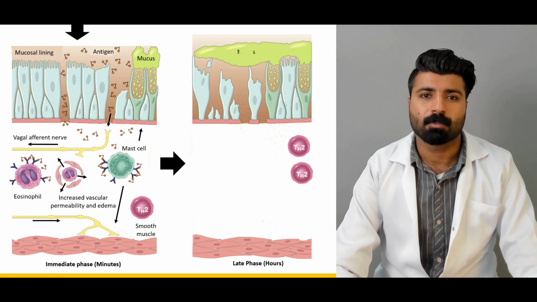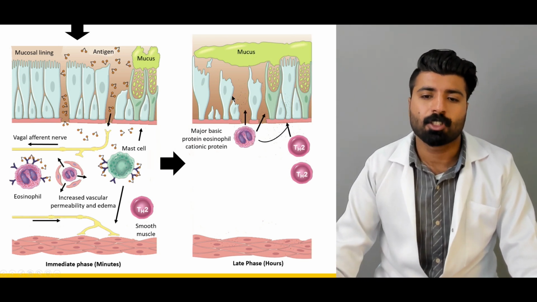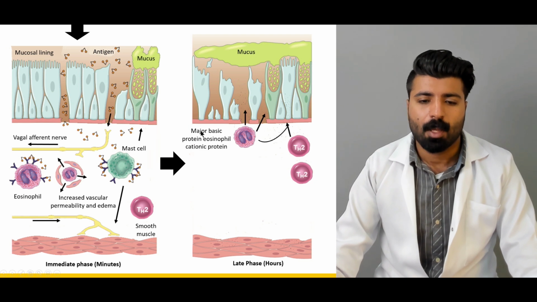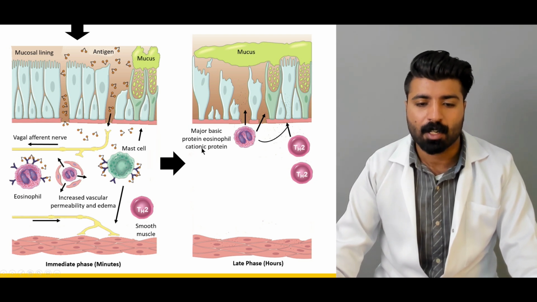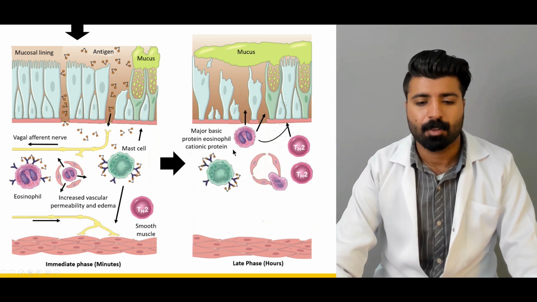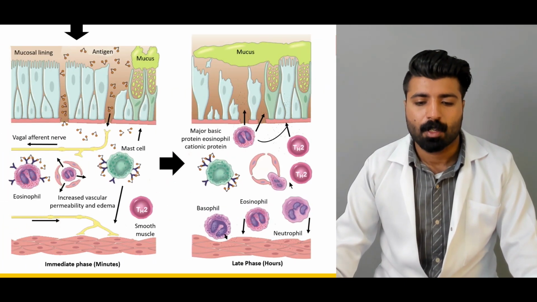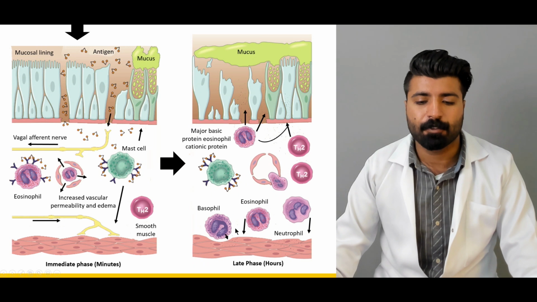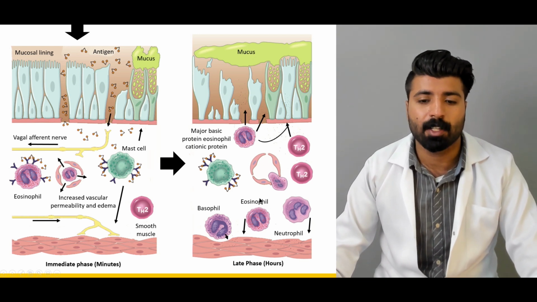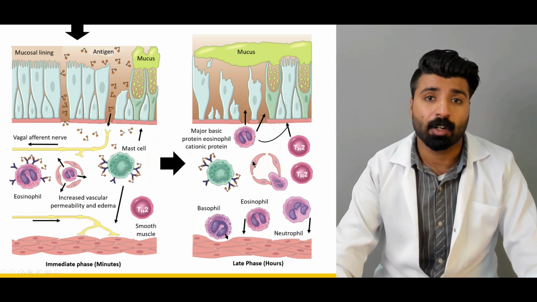What will happen in a long time? A large amount of mucus is produced. Major basic protein and eosinophil cationic proteins are produced. Look at it. All of these structures are right now here: basophil, eosinophil, neutrophil, Th2 cells. They are here because of those inflammatory mediators, and the white cells are being called, and the eosinophils are being called by IL-5. All of this happened within days or in a longer time.